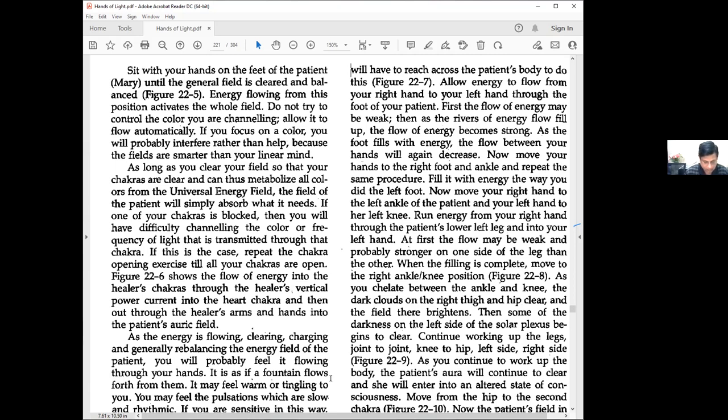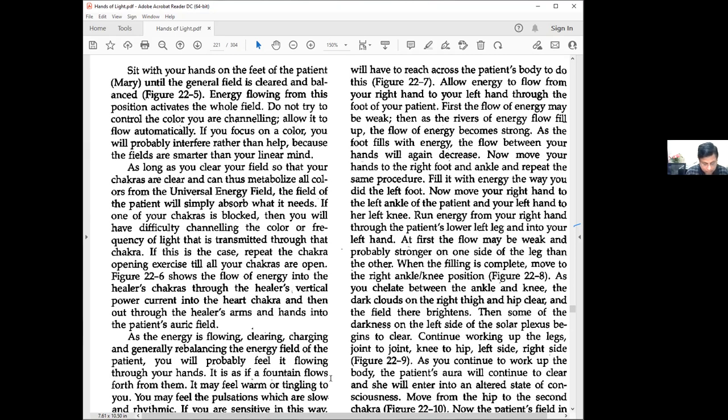First, the flow of energy may be weak. Then as the rivers of energy fill up, the flow of energy becomes strong. As the foot fills with energy, the flow between your hands will again decrease. Now, move your hands to the right foot and ankle and repeat the same procedure. Fill it with energy the way you did the left foot.